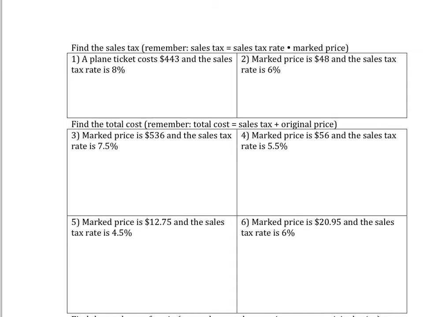And so number one, a plane ticket costs $443, and the sales tax rate is 8%. So we want to find the sales tax. How much sales tax are we paying? So we take the marked cost, which is $443, and we times it by the tax rate.